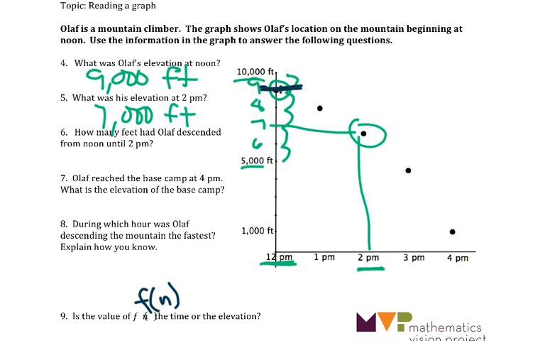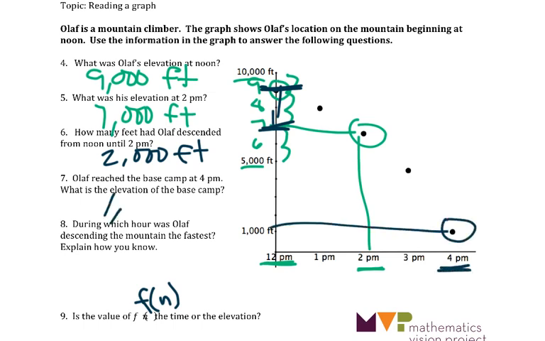How many feet had Olaf descended from noon until 2? Well, started at 9, went down to 7. So, 2,000 feet. Olaf reached the base camp at 4 p.m. What elevation is a base camp? Base camp's here. Pretty obvious, it's 1,000 feet.